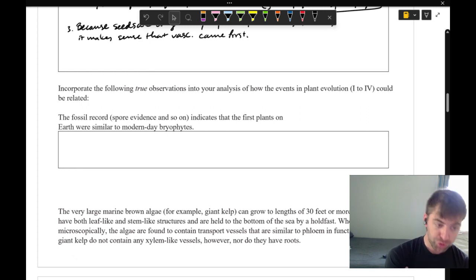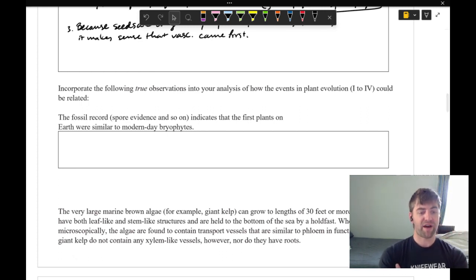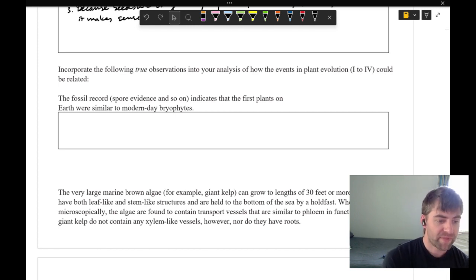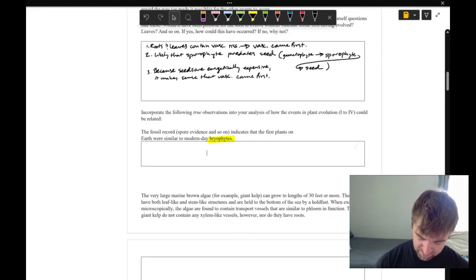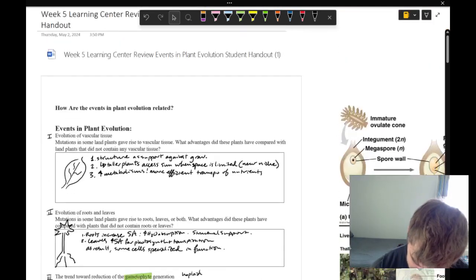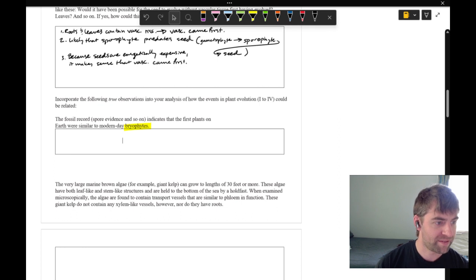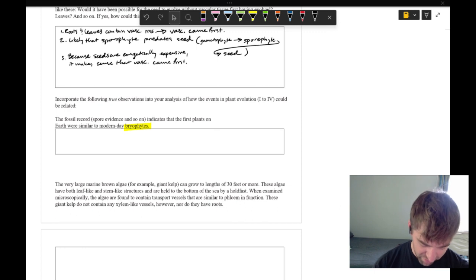Now incorporate the following true observations into your analysis of how the events in plant evolution could be related. In the fossil record, spore evidence and so on, indicates that the first plants on Earth were similar to modern-day bryophytes. And I included it here somewhere. Maybe not. Let me find it. Pretty sure this is a bryophyte.